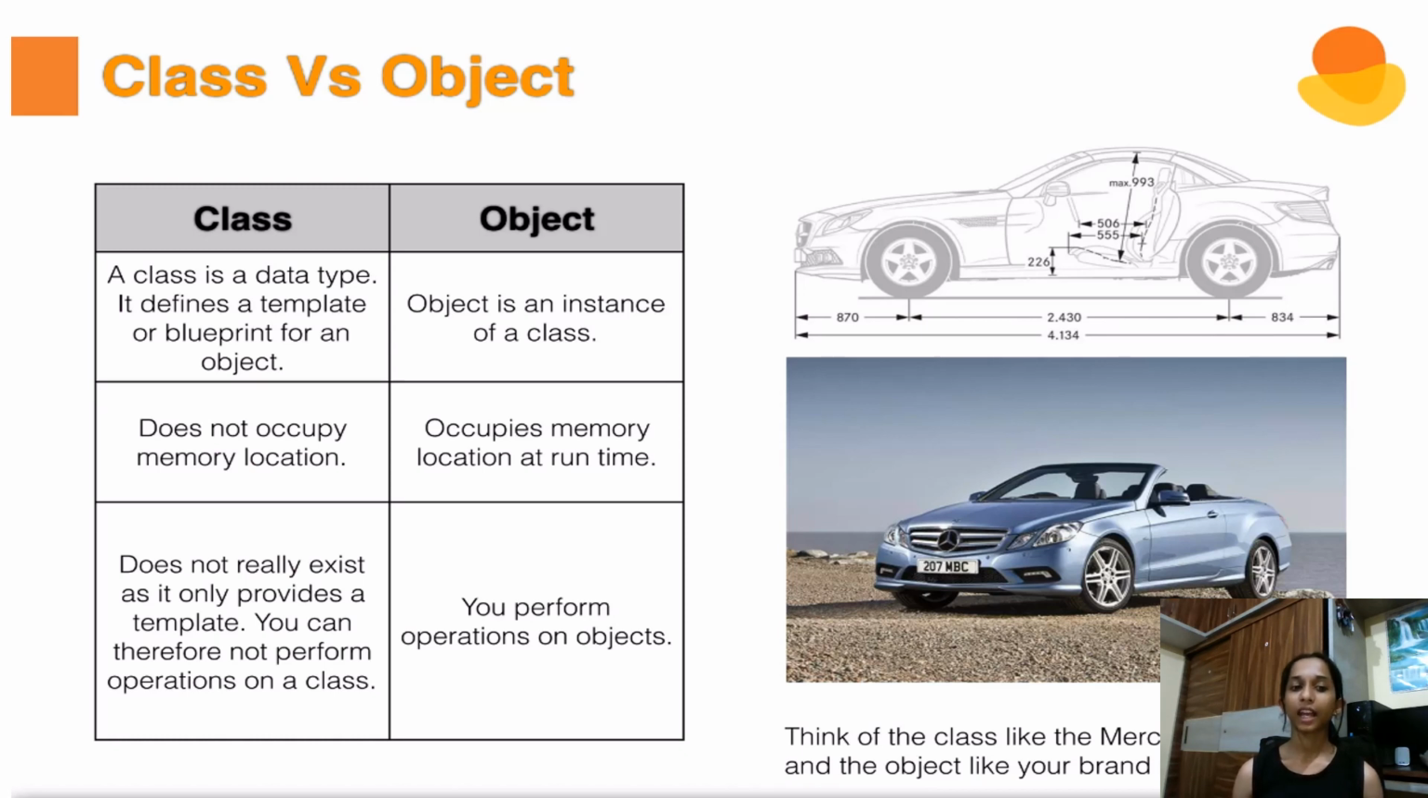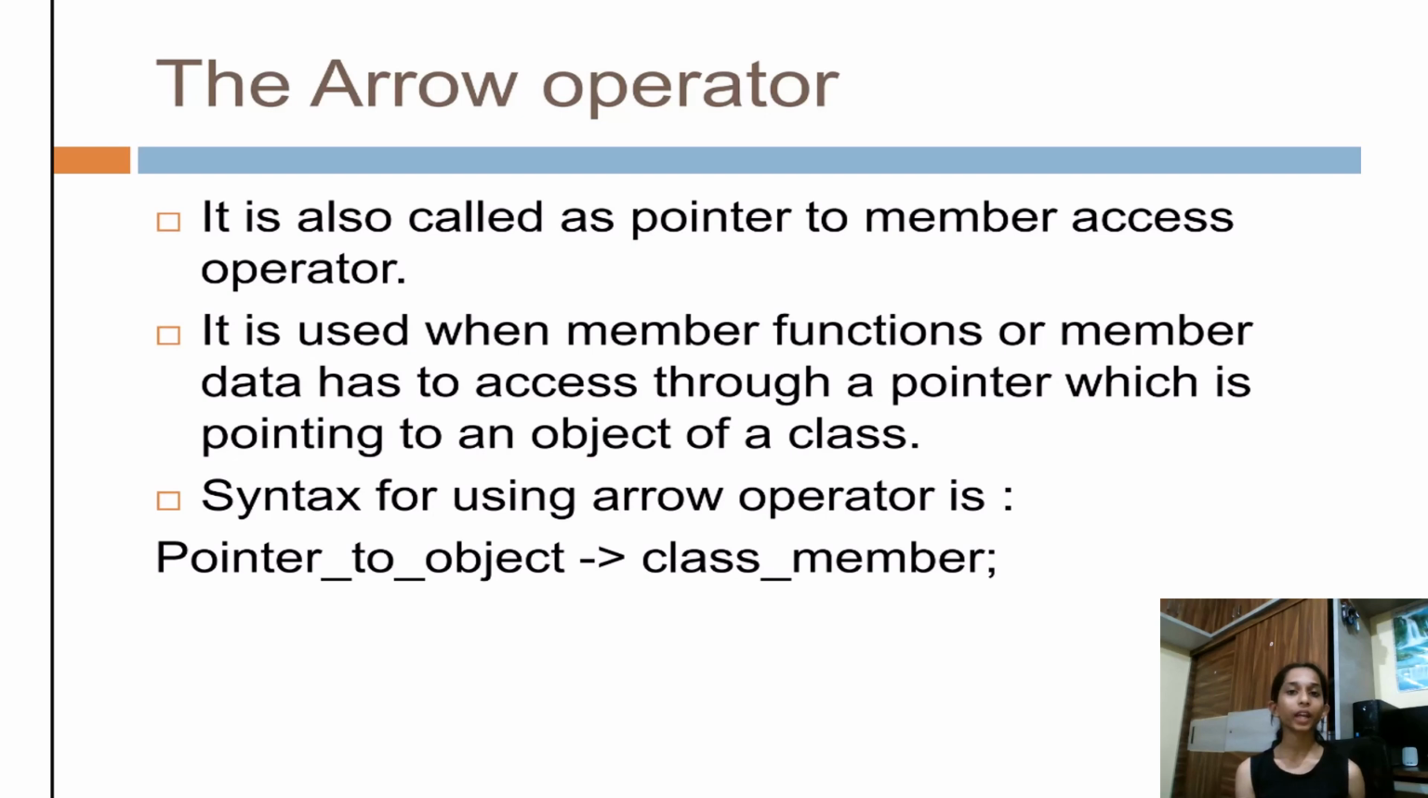A class does not really exist as it only provides templates, so you don't get to perform operations on a class, but you can actually perform operations on objects. For example, if you have a Mercedes, it is an object, but the blueprint of the Mercedes comes under class. Speaking about operators, the arrow operator is a basic operator that we are going to use in Java. It is also called the pointer to member access operator. It is used when member functions or member data have to be accessed through a pointer which is pointing to an object of a class.